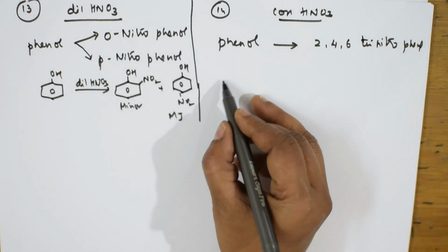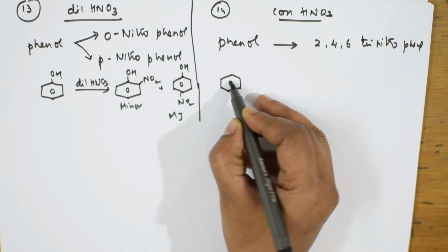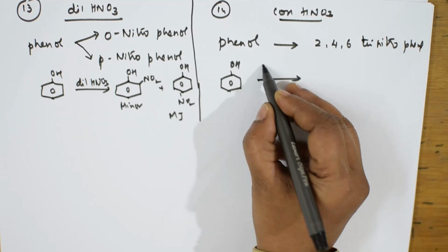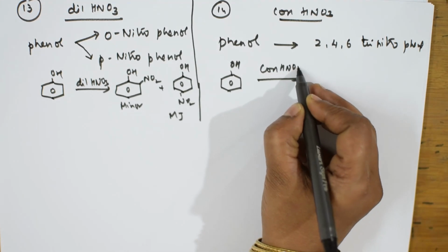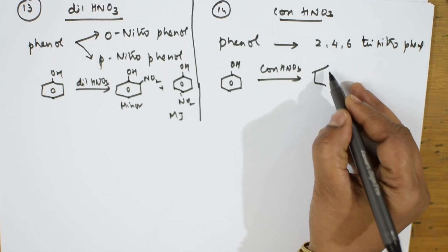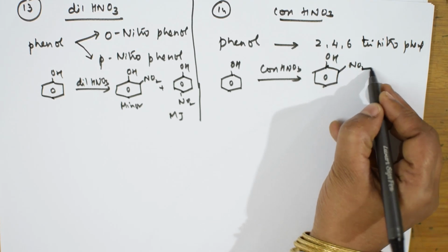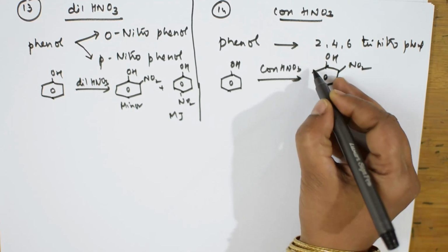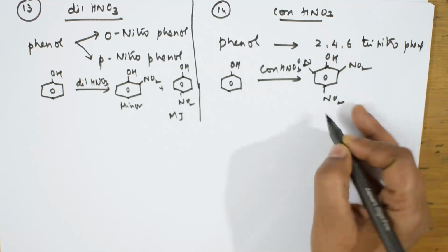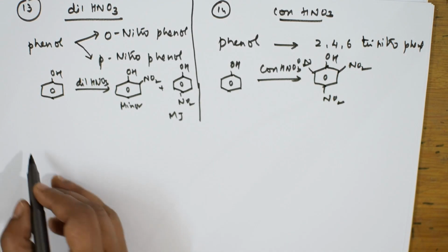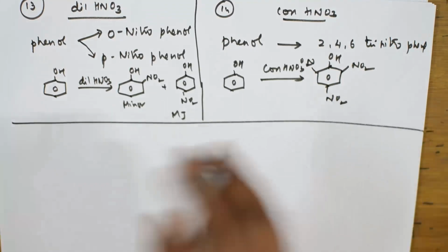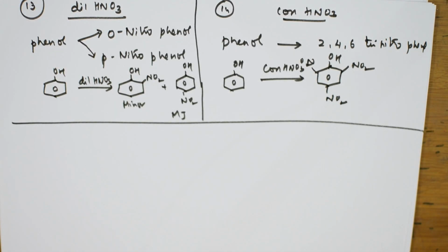If I have concentrated nitric acid with phenol, what should I remember? I have to remember, in the presence of concentrated nitric acid, all the three positions, that is 2, 4, 6, are occupied at one place. So remember this, students. Done. I've completed 14 reagents.